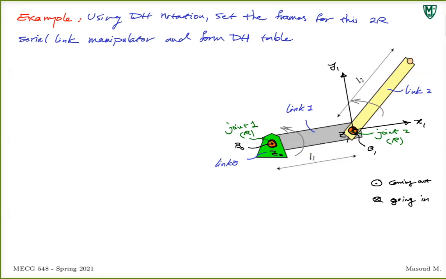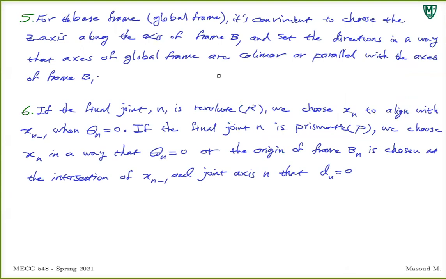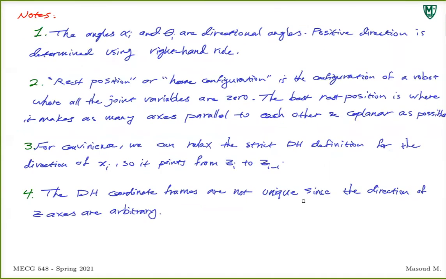All right, so we get frame 1. Now we have to decide about x0 for the base frame. Let's look at the points we have about the base frame. It says for the base frame, the global frame, it is convenient to choose the z-axis along the axis of joint 1. We did that, we followed point 4.